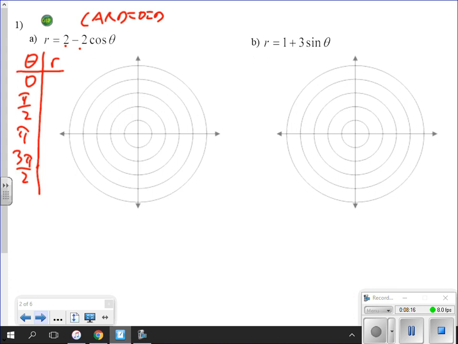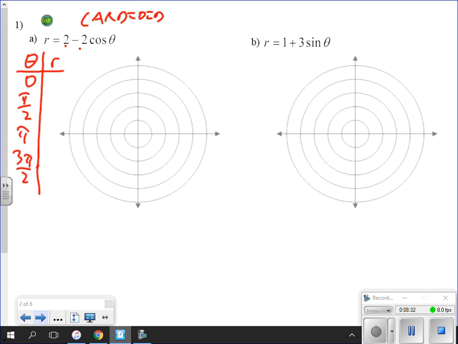But here's part of the reason you want to recognize it: does it have a loop in it or not? The cardioids do not have a loop in it. This is cosine, so it's going to have a horizontal symmetry. Plug in the points one at a time.